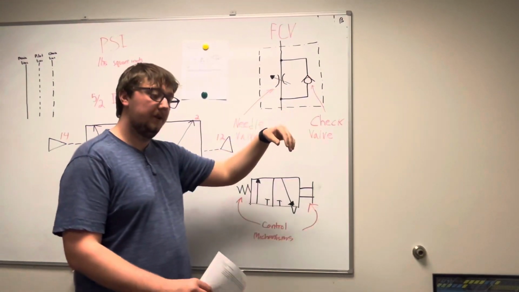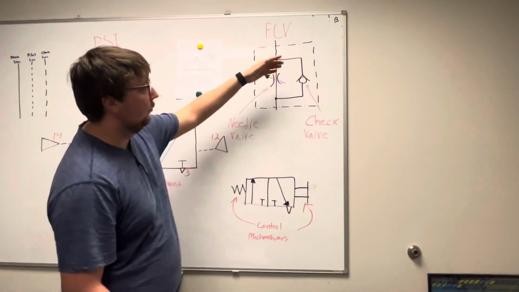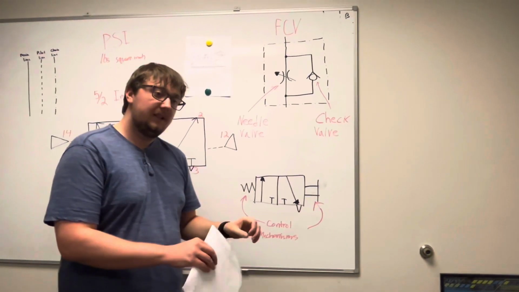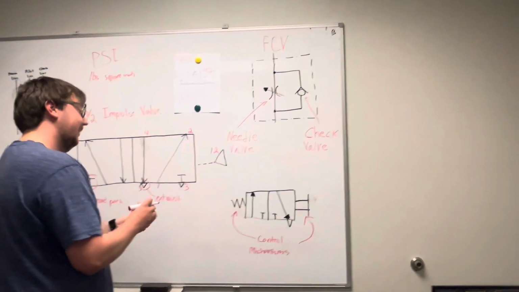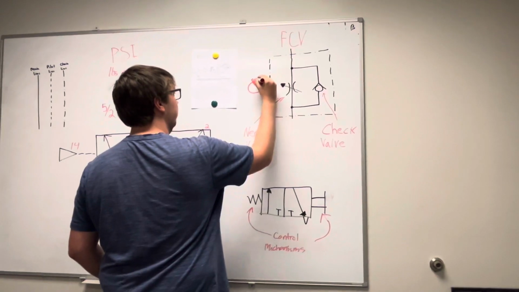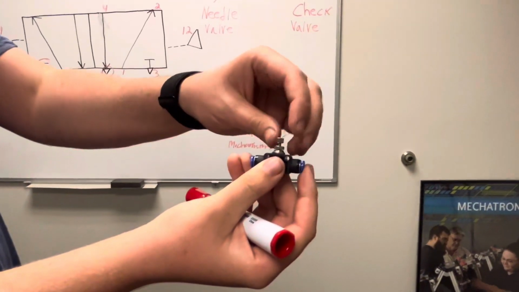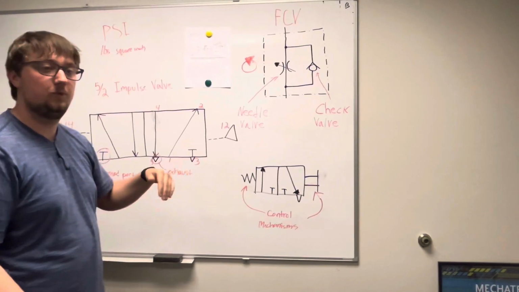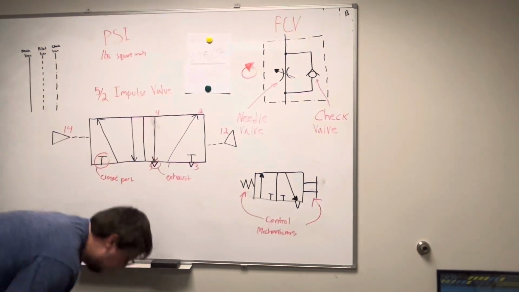A check valve limits the direction air can flow. For example, in this one, the air can only flow down this way and not the other way. A needle valve is a small orifice that has a needle in it. It looks about like this on the inside, and it is adjustable by screwing this portion of the flow control valve up or down. That limits the size or volume of the air that can go through that orifice, which will limit the speed of whatever component is on the other side, usually a piston or a double-acting cylinder.